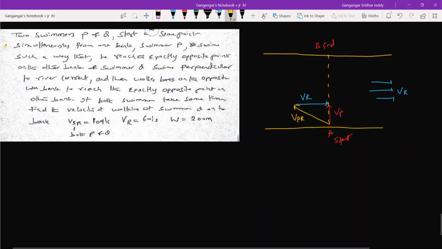Now come to swimmer Q. What about swimmer Q? Swimmer Q swims perpendicular to river current. Directly here only, you write it. What is the time taken by swimmer P? Anybody value? 15 seconds, sir. Yeah, that one. Find the velocity of walking of swimmer. So this TP is equal to W by this particular angle. We don't know this angle, call this theta. W by VPR cos theta. Let's come to the other swimmer.